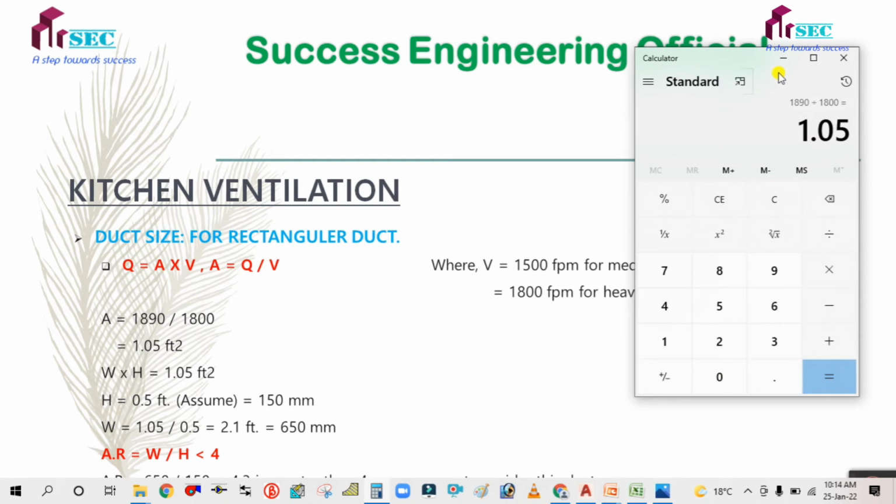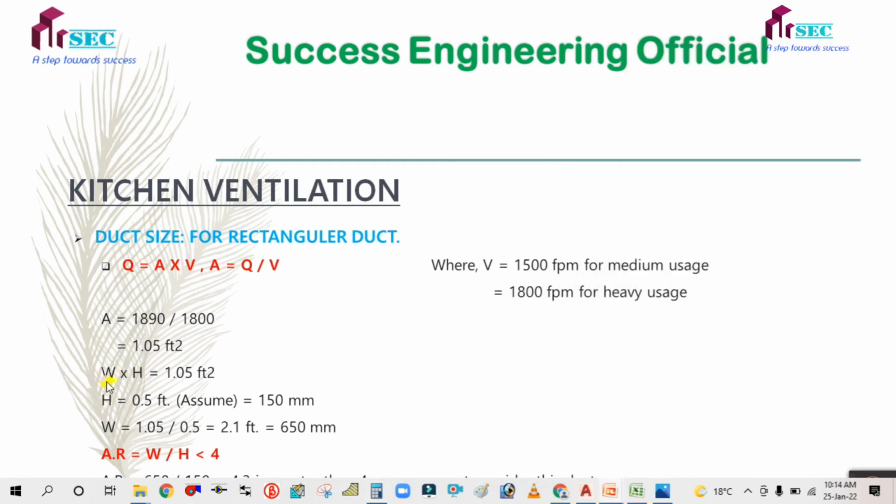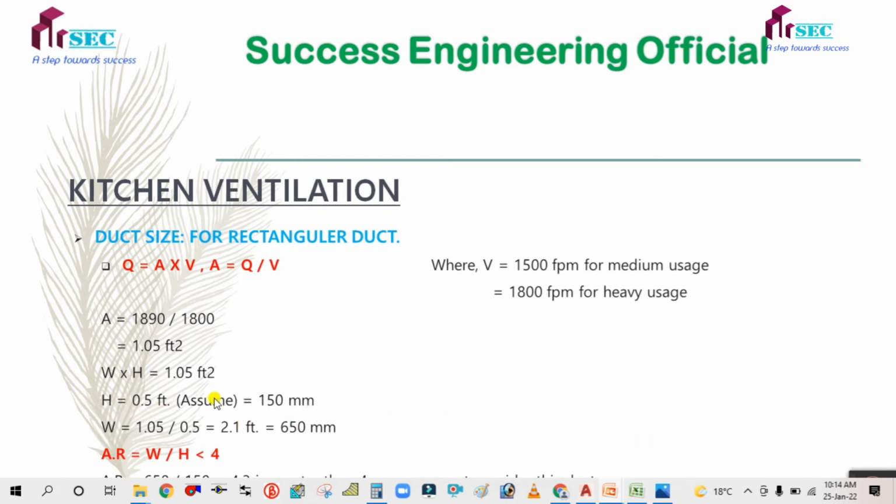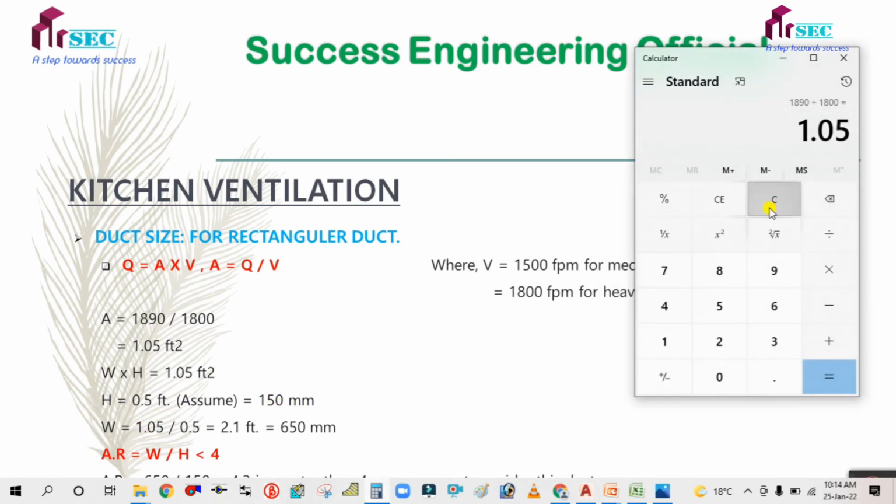Nothing but the area. Okay, and the area is width into height. Area is nothing but width into height, which is equal to 1.05, and we are assuming the height of the duct is 0.5 feet, that is nothing but 150 mm. So you can get the width as well here. Okay, so simply 1.05 divided by 0.5, which is the height. Simply cross multiplication I am doing here. So I am getting 2.1, which is the width.